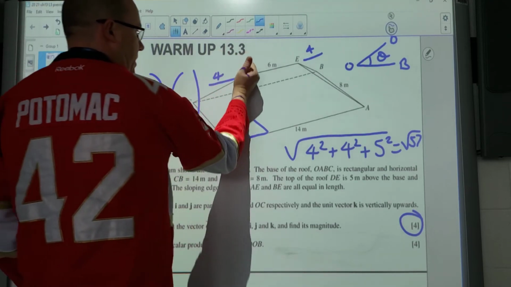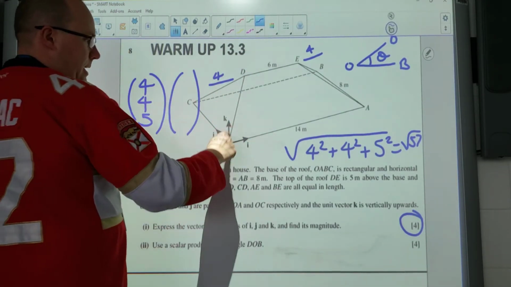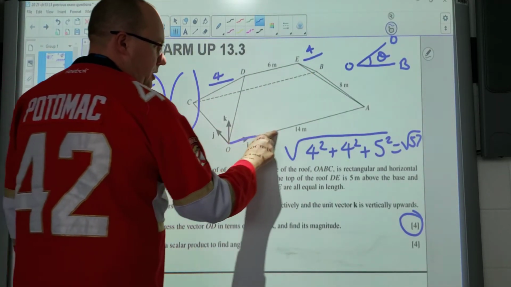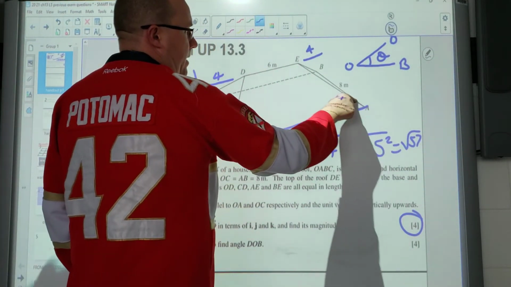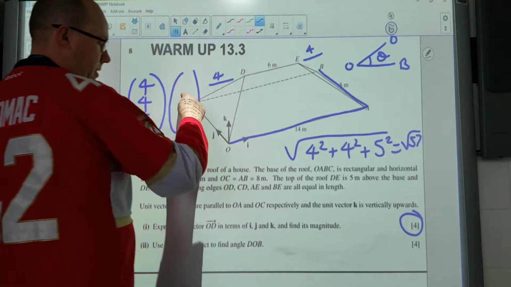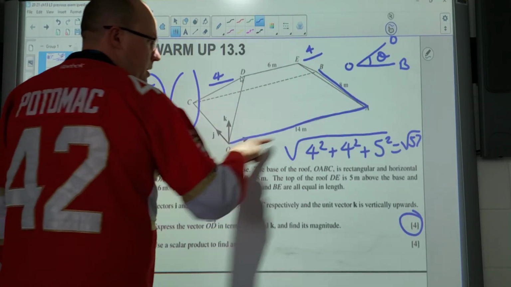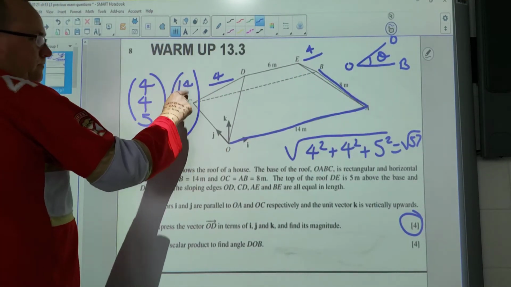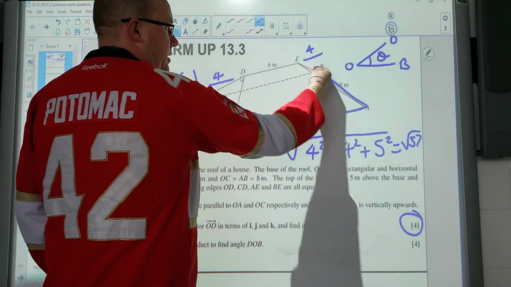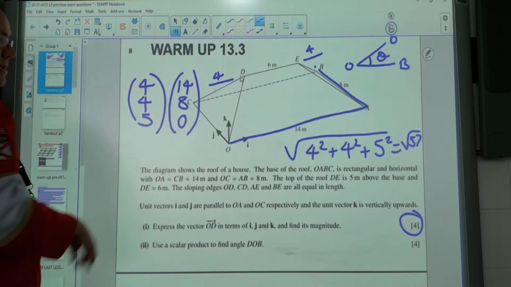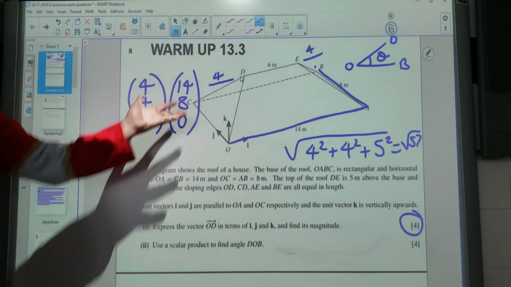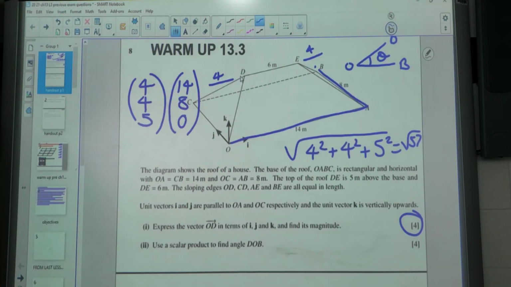So let me get rid of that answer we had a second ago. To get from O to B, I can just go straight along here because I know that this vector is i, and then I can go along that side because I know it's parallel to this vector here. So it would be 14i. This is my j vector and its length is 8. And as this is on the ground, I don't need to go up at all. So I found the 2 vectors I'm looking for.